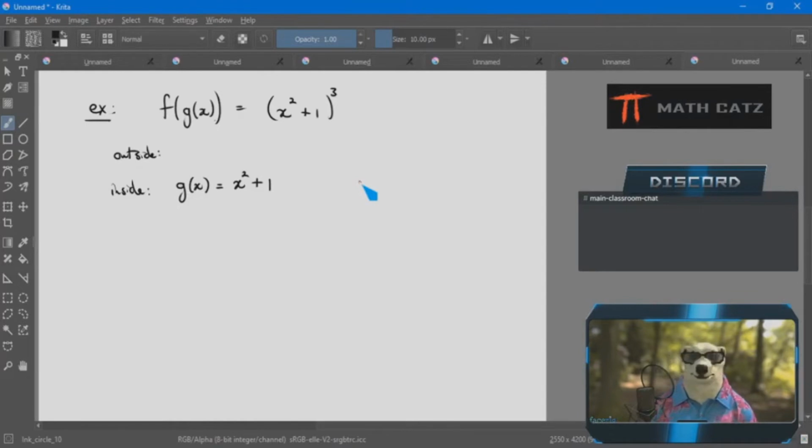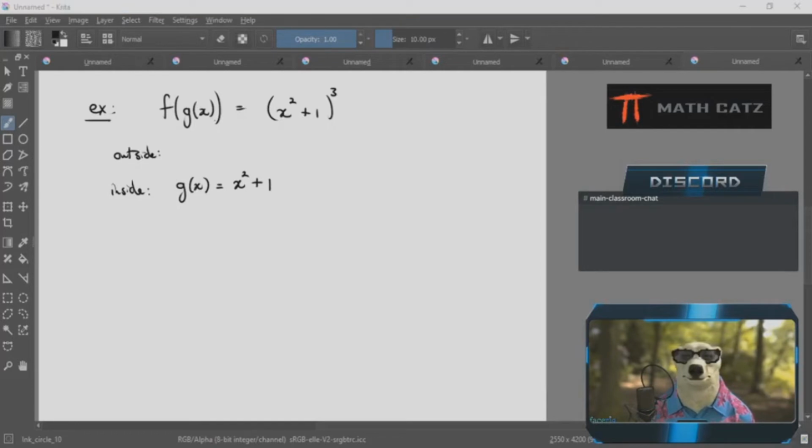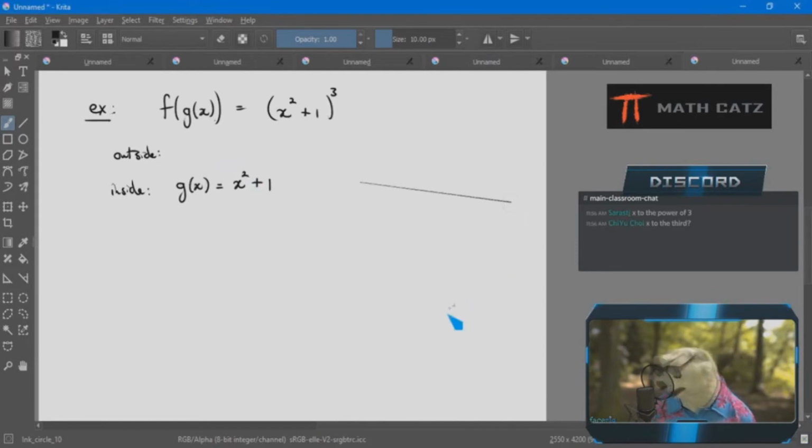Once you have settled on your inside function, this is my choice. I think that this composition is built from two functions, and my inside function, I think, is x squared plus 2. What would you say is the outside function that then has to go with it to create my given function? What is the outside function? It is x to the third.